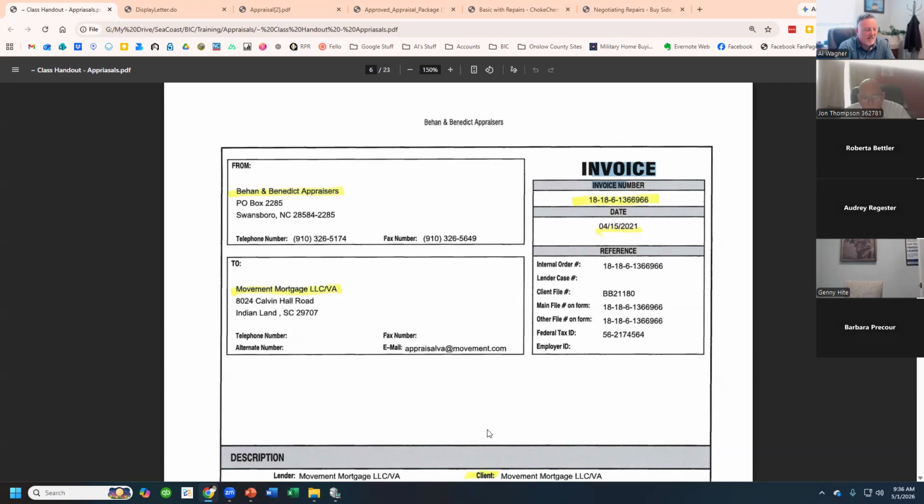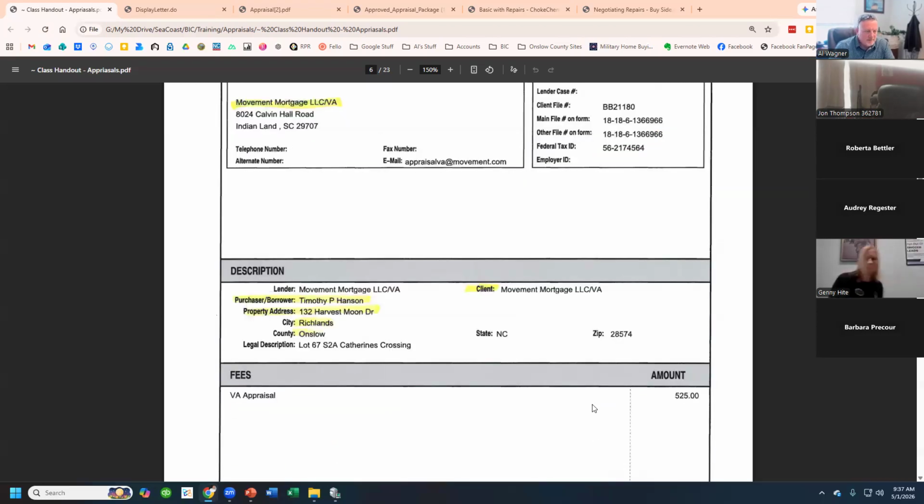If it's a conventional loan, then the lender does select the appraiser. They are not as scrutinized as FHA, USDA loans, that kind of thing. So this first page just tells who the appraiser is, who the lender was. This invoice number is the appraisal number. That's always the file number. Then obviously the date that it was done.